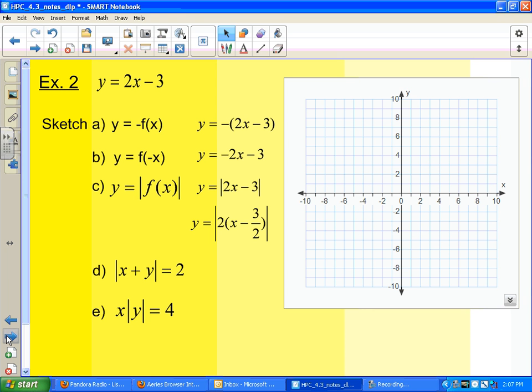Anyway, here we go. I'd like you guys to try A, B, and C. If you want to be adventurous, try D and E, but at least give me A, B, and C. Partner up with somebody. See if we can get the graphs for these things. The equations you see on the right, those are just for me so I can use my quick little graphic feature. There's the original, y equals 2x minus 3, and then here's what I'm doing to them: negative of the function, negative inside the function, absolute value of the function. Let's see what we get.